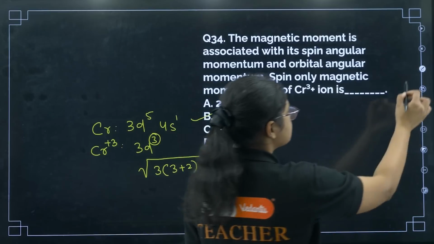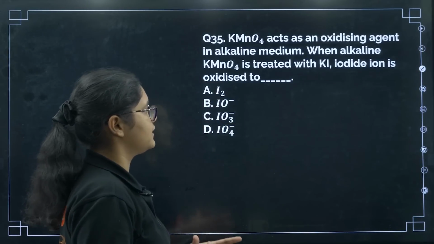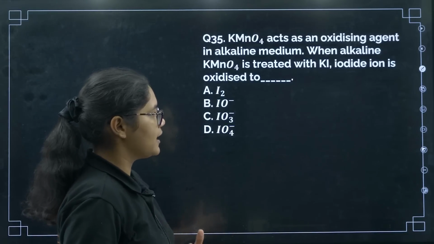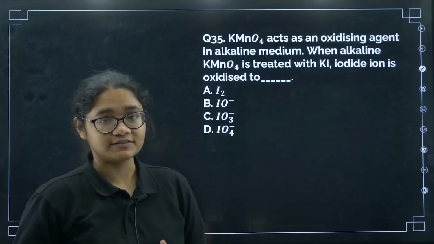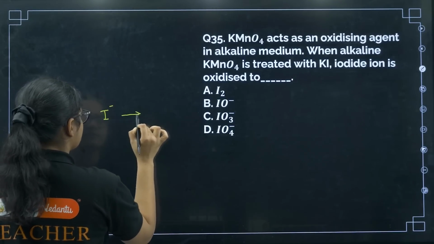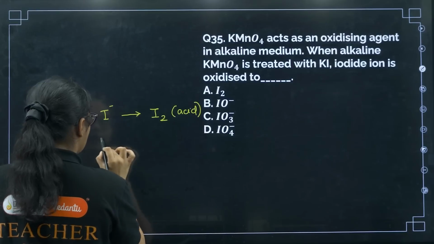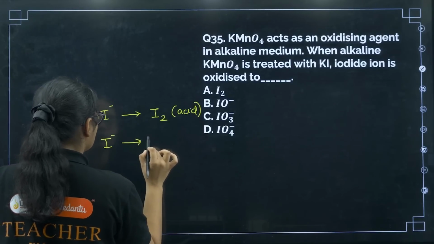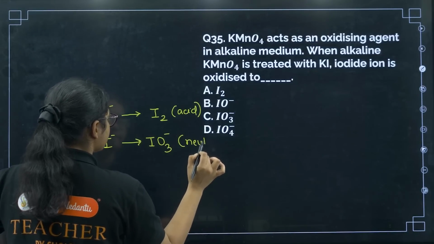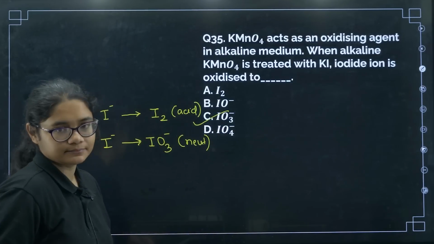Okay. Next, question number 35. KMnO4 acts as an oxidizing agent in an alkaline medium. When alkaline KMnO4 is treated with KI, iodide ion is oxidized to... So this is very important. You should remember, I minus is converted to I2 in acidic medium, and I minus is converted to IO3 minus in neutral medium. Okay. So where is it? That is option number C.